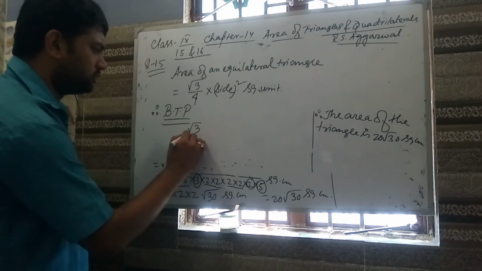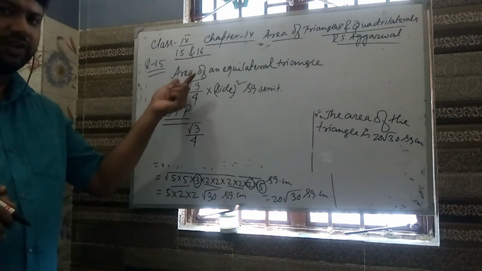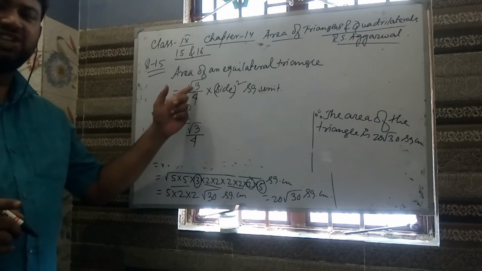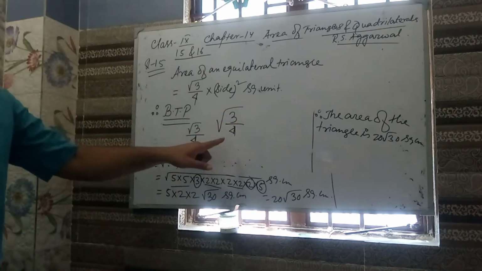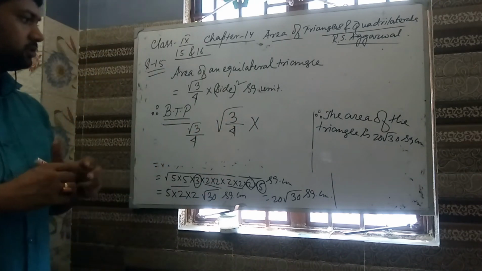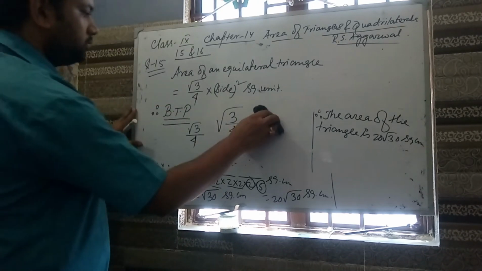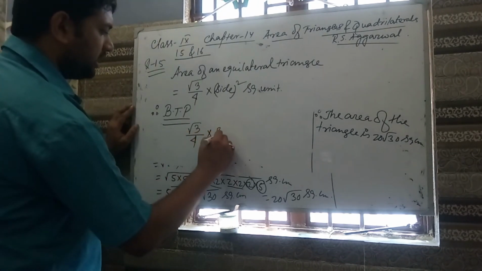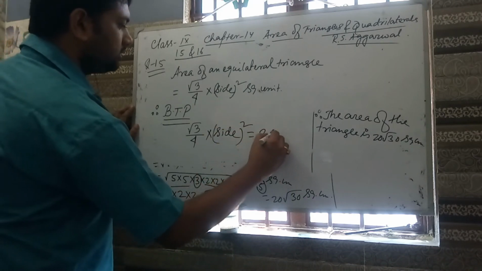this area, root 3 by 4. Look, root 3 is different, root 3 by 4. The root is only on 3, not on the 4. So if you write it like this, it is wrong. So it is only root 3 by 4. So area is root 3 by 4 into side square, that is equal to 36 root 3, given.